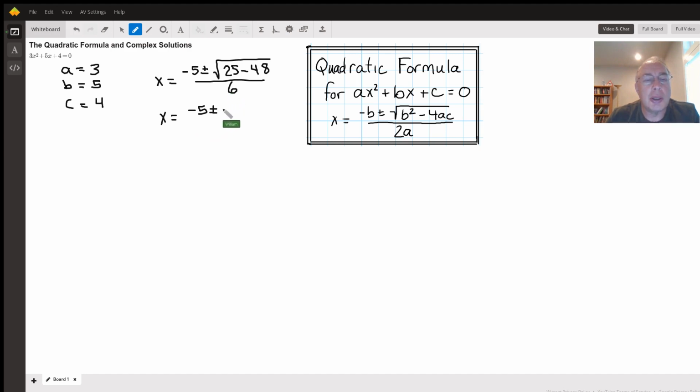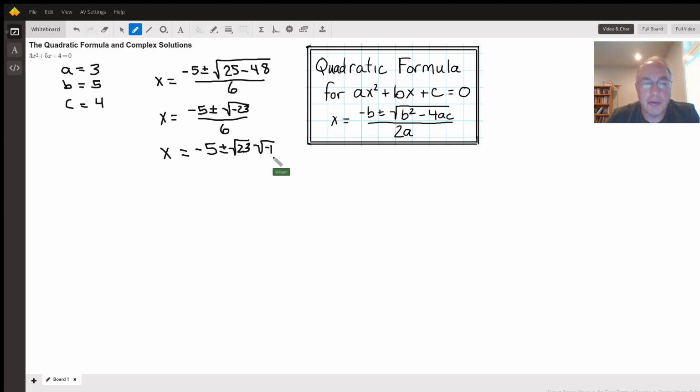I'll go ahead and do the math here. 25 minus 48 is negative 23. So our answer is right there. And then what we can do is break this apart into the square root of negative 1 times the square root of 23. So negative 5 plus or minus the square root of 23 times the square root of negative 1.